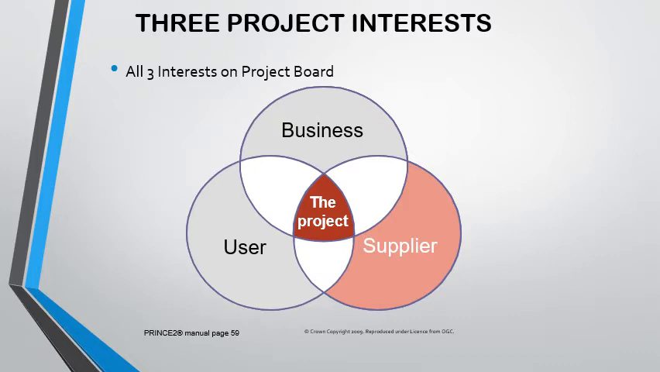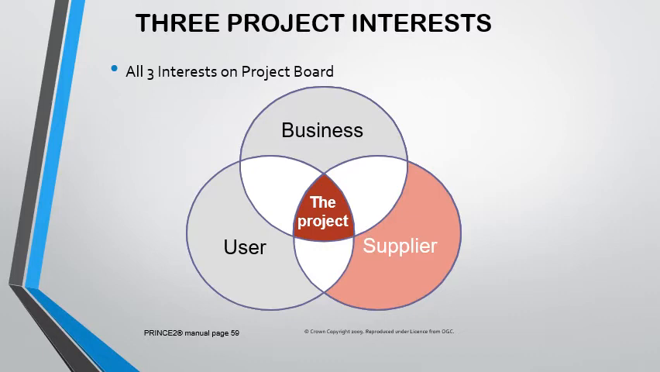Now, for instance, if we don't have either of these on the project, there'll be an imbalance. For example, if the business interest is not involved in the project, it means that users will define the products, but they may not be sure that they'll get value for the money.